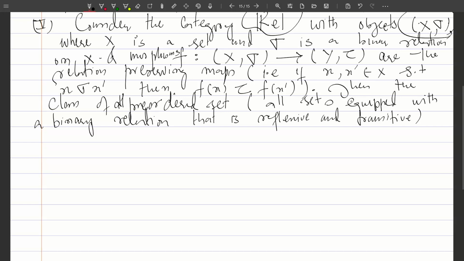So this determines a full subcategory. Let us denote this category by PS, where P stands for pre-ordered and S stands for sets. So pre-ordered sets determine a full subcategory of Rel.